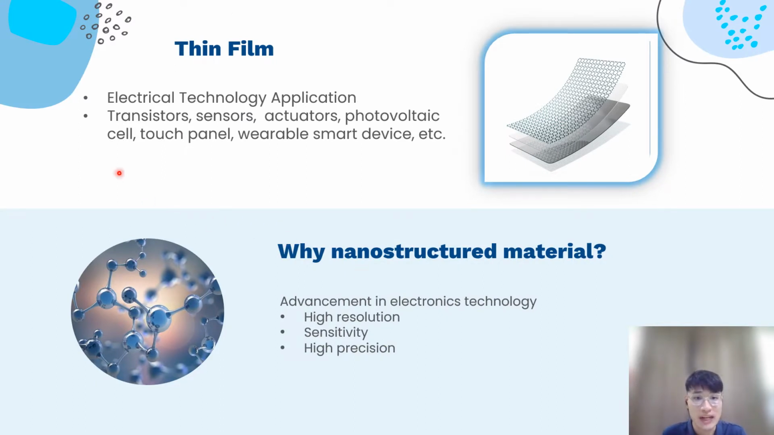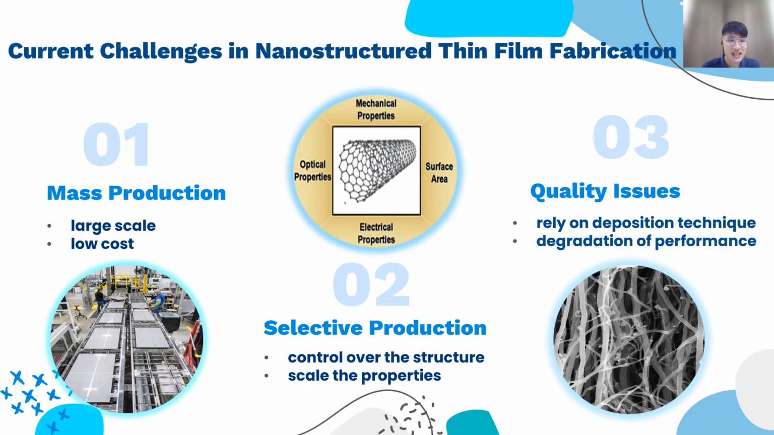Thin film has been widely and commonly applied in electrical technology applications that benefit in providing different properties over the material surface brought in bulks, making it favorable to be used for transistors, sensors, actuators, photovoltaic cells, touch panels, or even wearable smart devices. With advancement in electronic technology, nanostructured material is being used to fulfill the need of high resolution, sensitivity, and high precision. Let's turn to the next issue, which is the current challenge in nanostructured thin film.